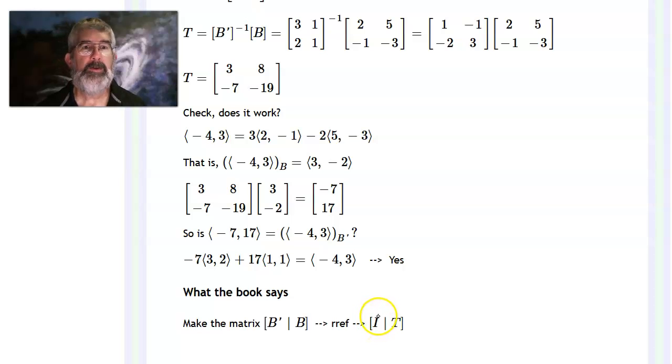There's a bunch of these in the homework for you to try. You can do your calculations either by the book's method or by my method. They both are equally good.